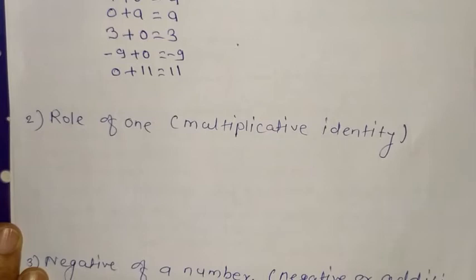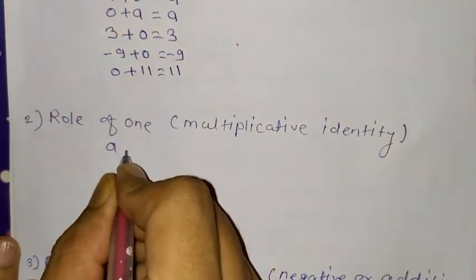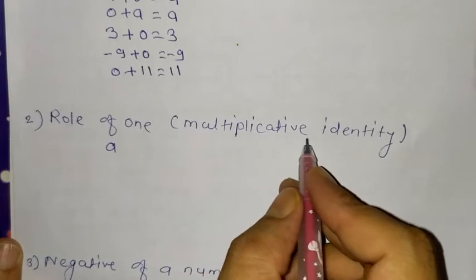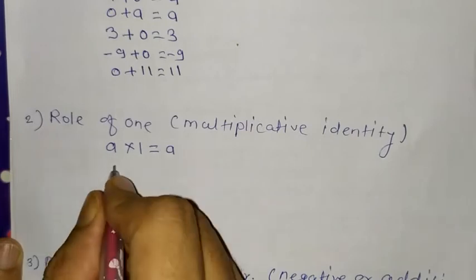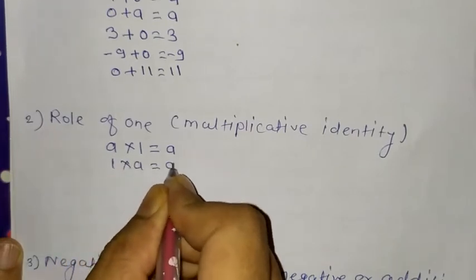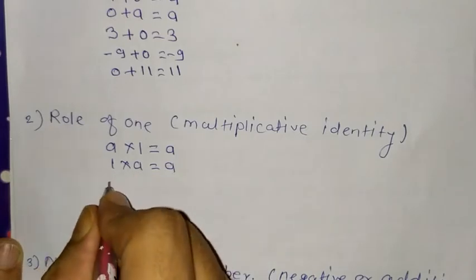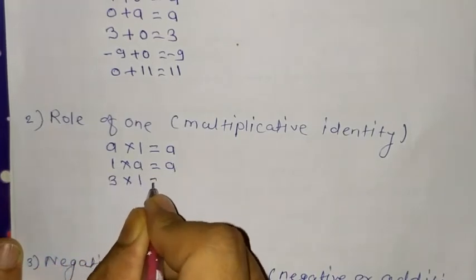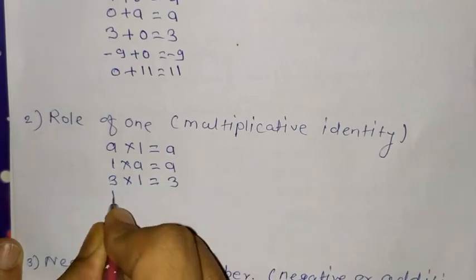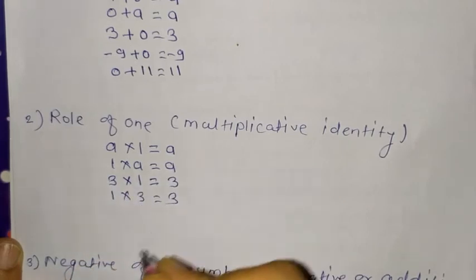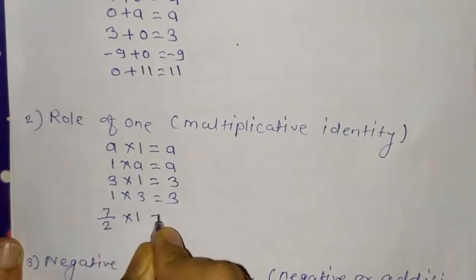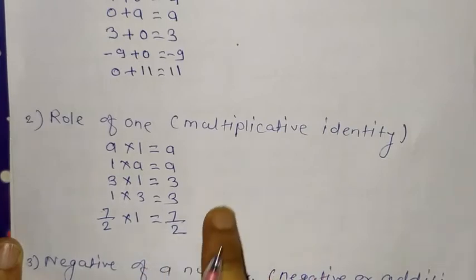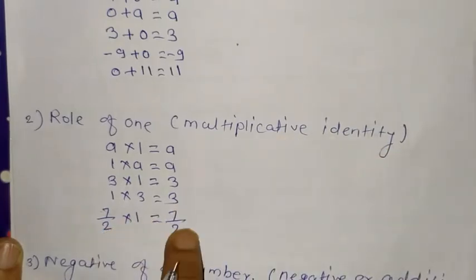Now we have the role of 1. It is particularly known as the multiplicative identity. Meaning a into 1 is a, where a is any number. 1 into a is a, meaning we are getting the same number. If you write 3 into 1, it is always 3. In reverse order also 3. You can take any number, even a rational number, 7 by 2 into 1, and we get the same. So that's why it is known as the multiplicative identity, because we get the same number. The number will not be changed.